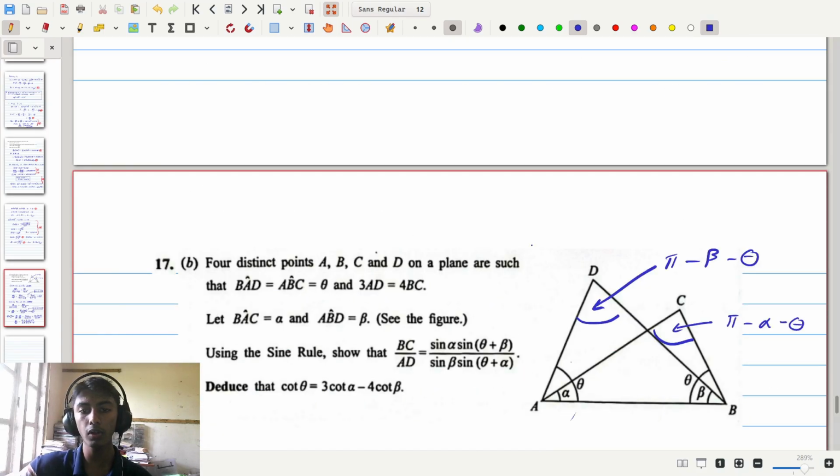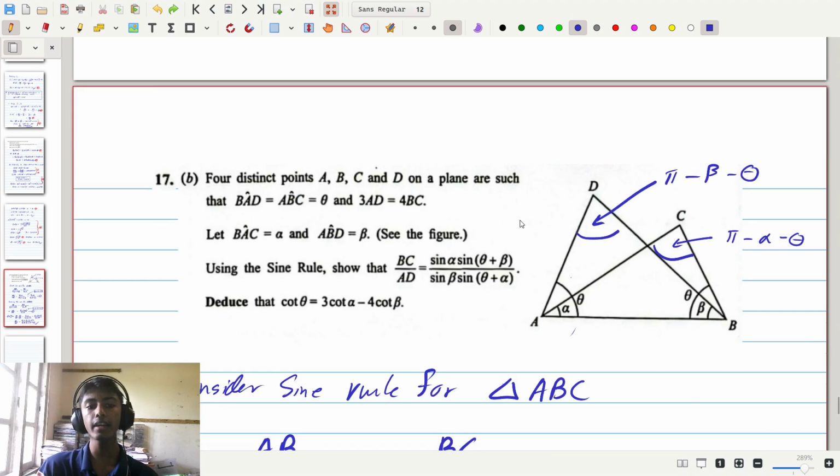So we've gotten all the way up to this point. Now finally it says, hence deduce that cot theta is equal to 3 cot alpha minus 4 cot beta. Now I want you to notice here that we have the relationship that 3AD is equal to 4BC up here. Therefore, if we consider BC divided by AD, BC divided by AD is going to be 3 divided by 4. So we can replace this thing with 3 divided by 4. And this is probably what we're expected to do, since here we can see we have the factors of 3 and 4 in front of cot alpha and cot beta.